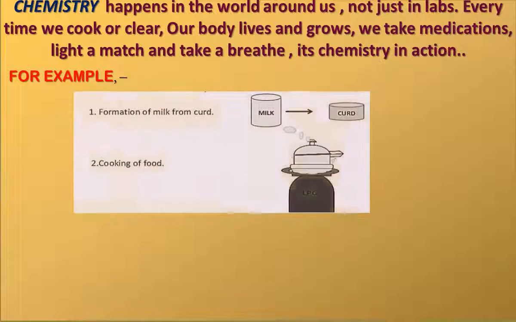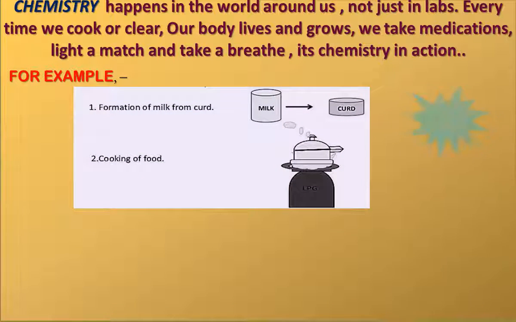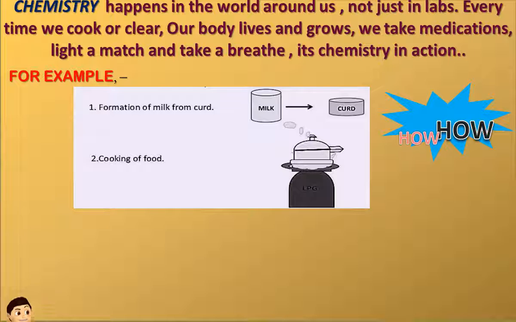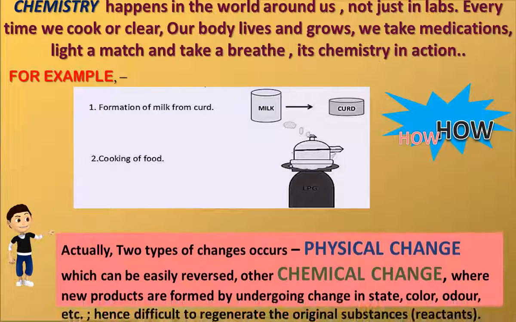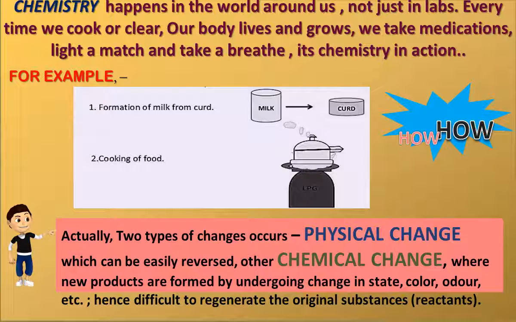Look at this figure. Formation of curd from milk, cooking of food. But how? In the above conditions, the nature and character of the initial substance has changed. So, changes are of two types: physical change and chemical change. Physical change can be easily reversed, and chemical change is where new products are formed.